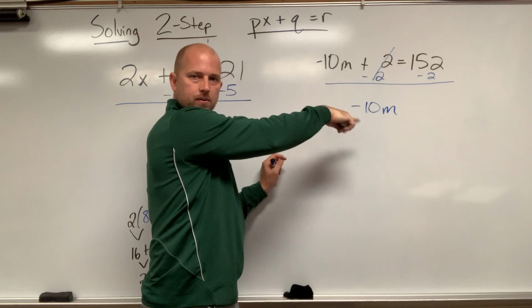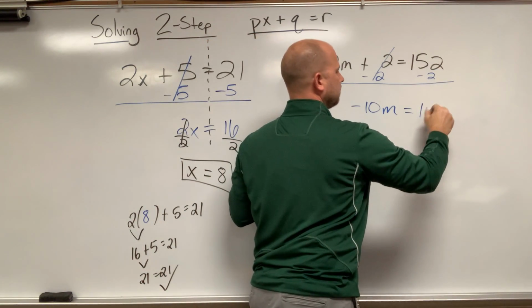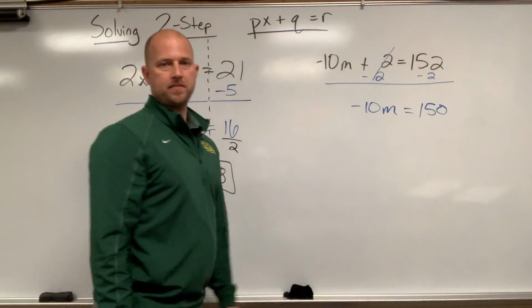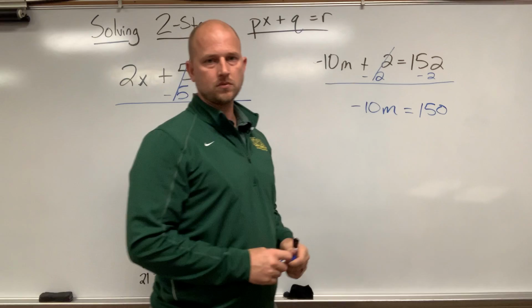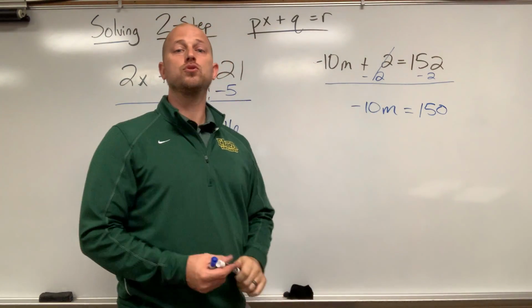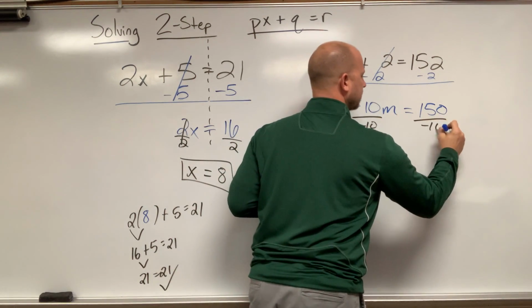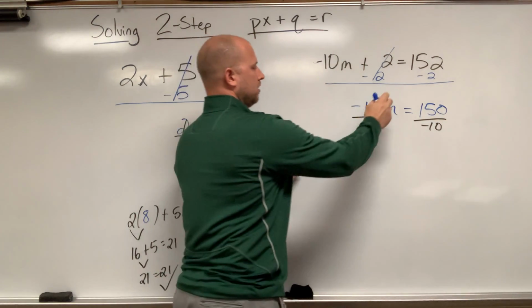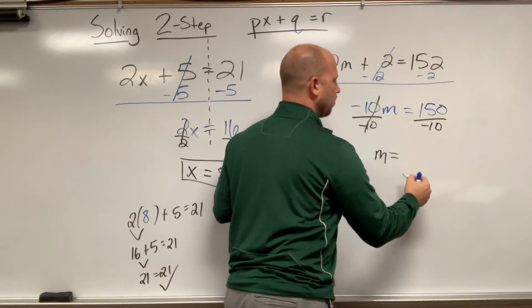Remember, this just goes straight down. We didn't do anything to it, so keep it going. 152 minus 2 is 150. Different signs, subtract, take the sign from the larger number. Now, we are multiplying by negative 10, so do the opposite of multiply: divide by negative 10. Negative 10 divided by negative 10 is 1. That's what we want. So that's m equals.